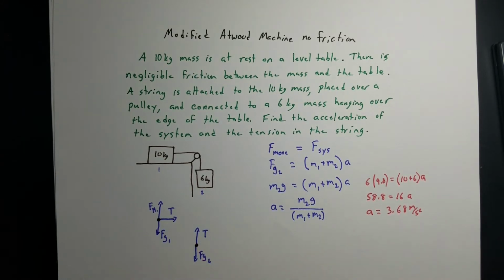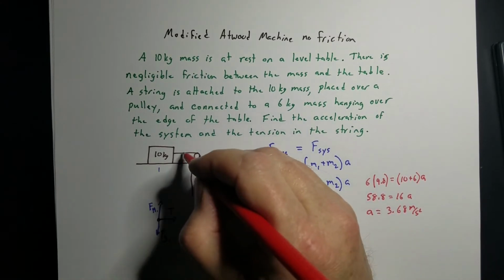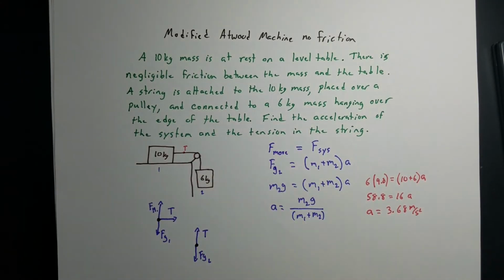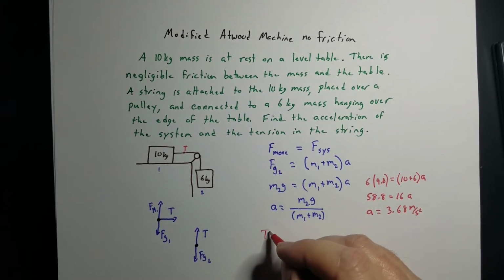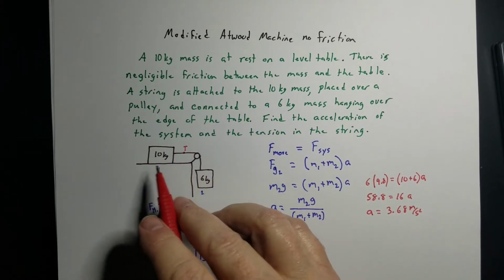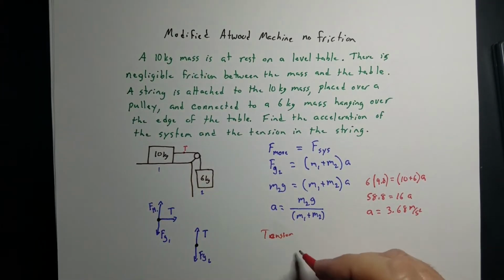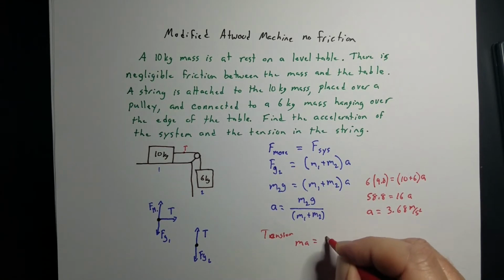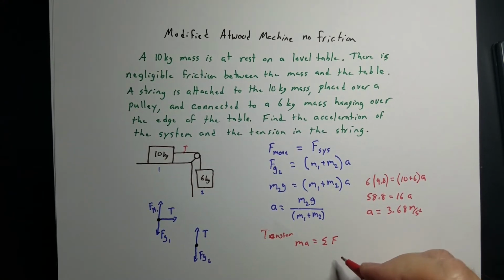Now, let's figure out the tension. And I usually like to find the tension in the rope right here. Okay. So if we do that, find the tension. Let's think about what that looks like over here. So we've got MA equals the sum of the forces that's affecting its motion. Well, since there's no friction, the only force on it that's pulling it is the tension of the rope.